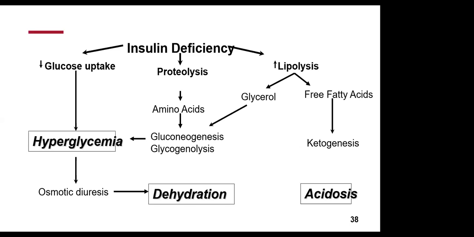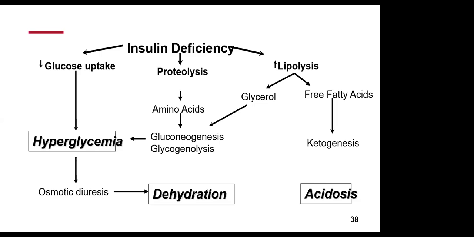You have insulin deficiency. There is a decrease in glucose uptake by the tissues, then you will end up having high blood glucose. And then also this insulin deficiency can cause an increase in proteolysis, and then you have amino acids leading to gluconeogenesis and glycogenolysis, breakdown of glycogen, and you end up with glucose, increasing the hyperglycemia.